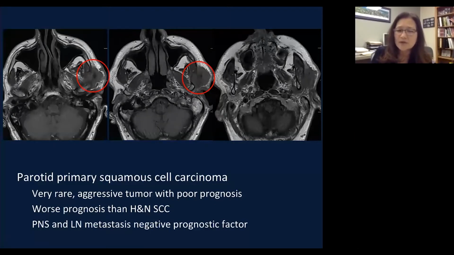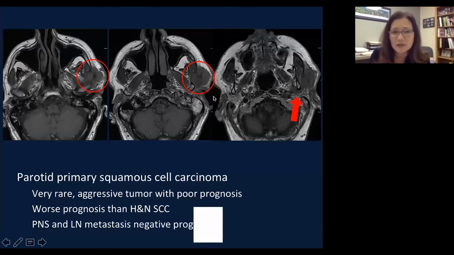Perineural spread and lymph node metastases are also negative prognostic factors for this case. You can see the mass lesion is not only a superficial lobe lesion invading the masseter muscle, but also arching around posterior to the retromandibular space. And this is the indication of tumor spread along the auriculotemporal nerve, which is a branch of the trigeminal nerve.